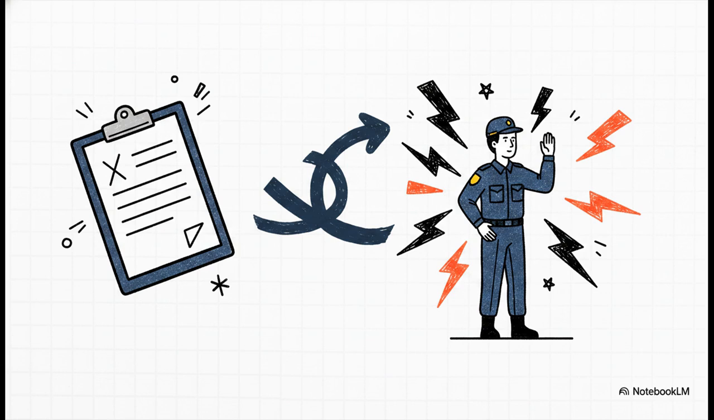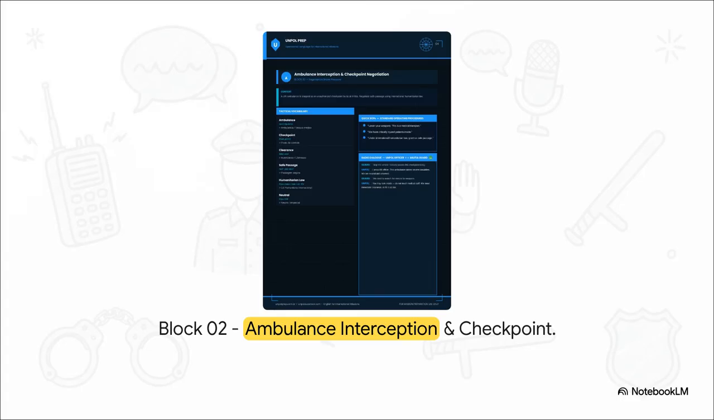Okay, let's transition from theoretical rules to the high-stress reality of the field. We're going to look at standard operating procedures, specifically focusing on how to use exact, clear English to maintain control, de-escalate threats, and protect human life when things suddenly go wrong. Here is our first scenario, an ambulance interception.